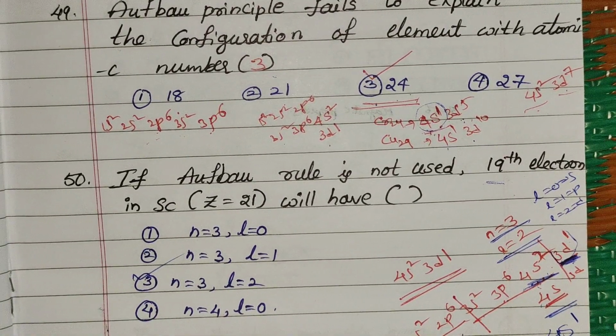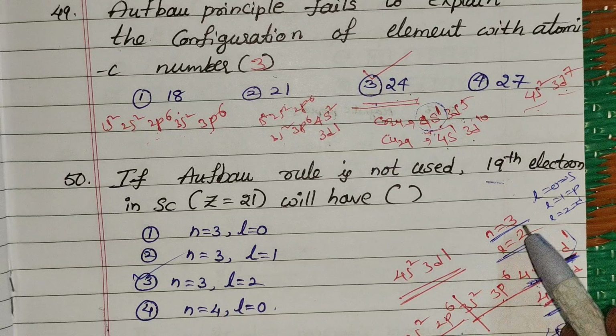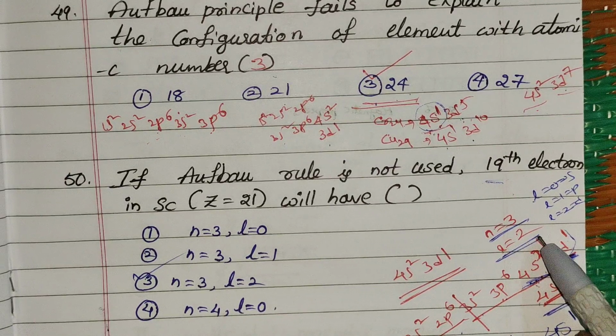Why? Because here also 4s2 will not come first, 3d only comes, that is why automatically n equals 3, l equals 2.